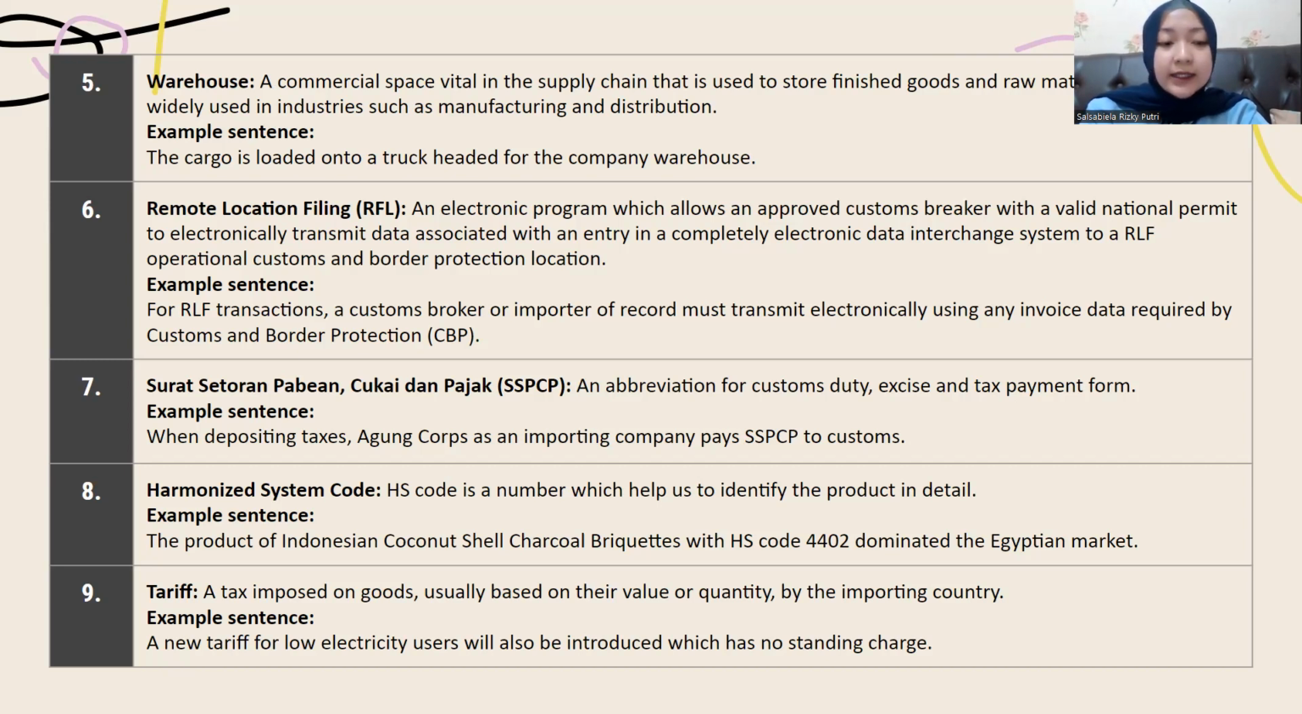And the last is tariff. Tariff is a tax imposed on goods, usually based on their value or quantity, by the importing country. And the example sentence is, "A new tariff for low electricity users will also be introduced, which has no standing charge."